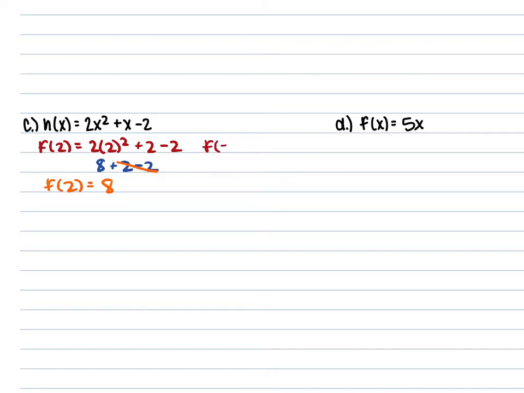If we then plug in negative 2, that's going to give us 2 times negative 2 squared plus negative 2 minus 2. The negative 2 squared is 4. 4 times 2 is 8. Minus 2 is going to give us an f of negative 2 is equal to 4. You see that this 8 and this 4 have no correlation with one another. So because there is no correlation between the 8 and the 4, they're two totally different numbers, this function is neither even nor odd.